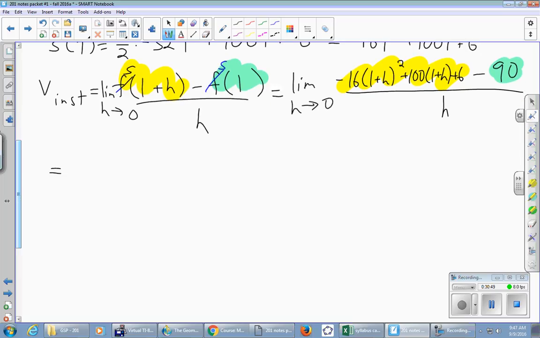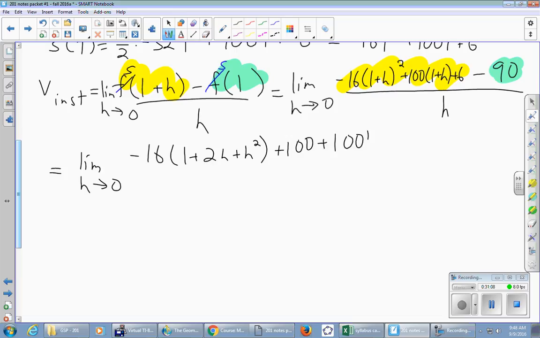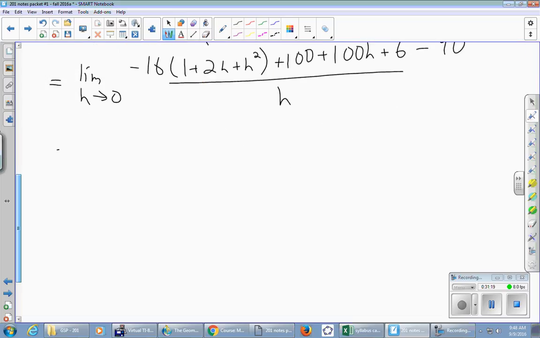Here we go. Now, we got lots of distributing to do. Bear with me here. I think we can crunch this through. 1 plus h squared, 1 plus 2h plus h squared with the negative 16 in the front. Plus, we'll distribute the 100. 100 plus 100h plus the 6 minus the 90 divided by the h. That negative 16 is going to get distributed, and then we're going to combine terms 2 steps in 1 here just because we're short on time.